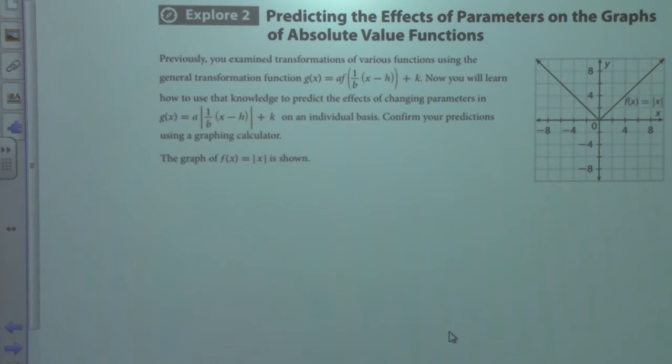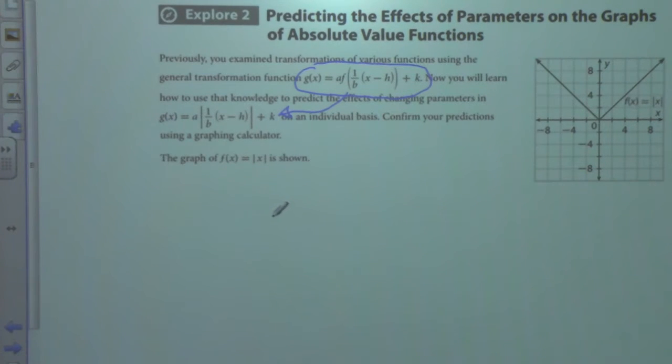Good morning. We're going to be continuing to work on the absolute value functions, in this case transformations. And here we have Explore 2, predicting the effects of parameters on the graphs of absolute value functions. And we have these two formats. This is a general transformation function like this. And when we apply it specifically to the absolute value function, this is what it looks like.